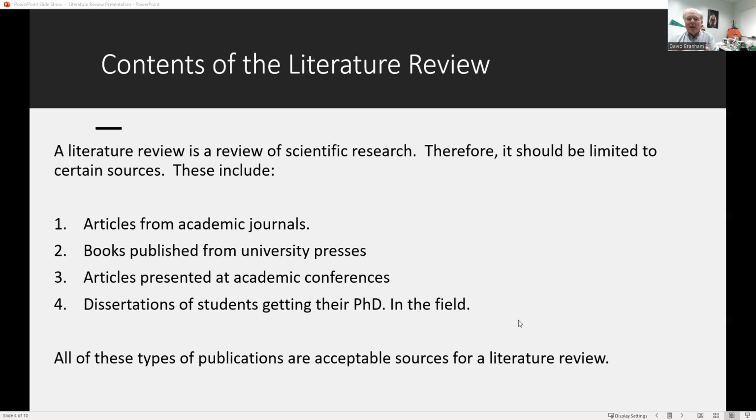All these types of publications are acceptable sources for a literature review. So look for these. Make sure that you have academic journals, books, articles from academic conferences, or dissertations.